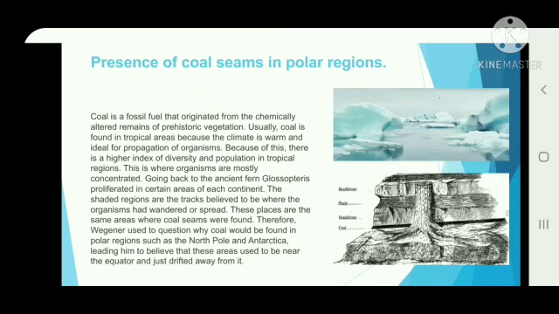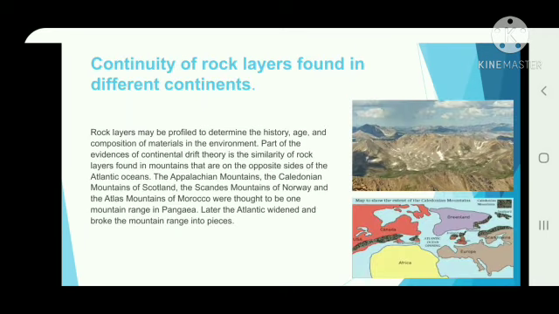Next, continuity of rock layers found in different continents. Rock layers may be profiled to determine the history, age, and composition of materials in the environment. Part of the evidence of continental drift theory is the similarity of rock layers found in mountains that are on the opposite sides of the Atlantic Ocean. The Appalachian Mountains, the Caledonian Mountains of Scotland, the Scandinavian Mountains of Norway, and Atlas Mountains of Morocco were once one mountain range in Pangaea. Later, the Atlantic widened and broke the mountain range into pieces.